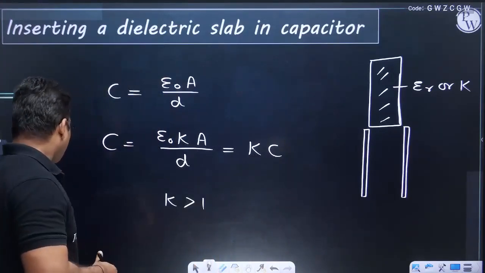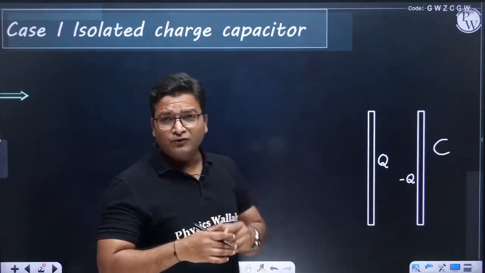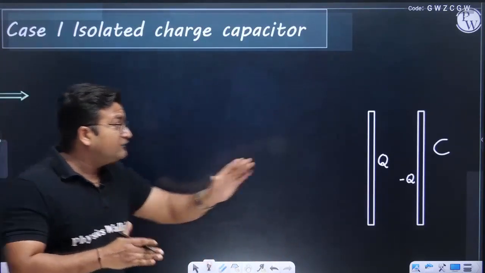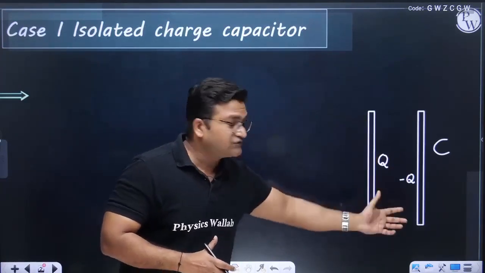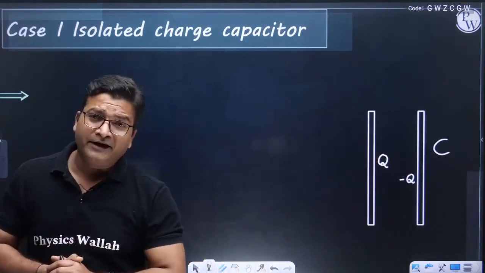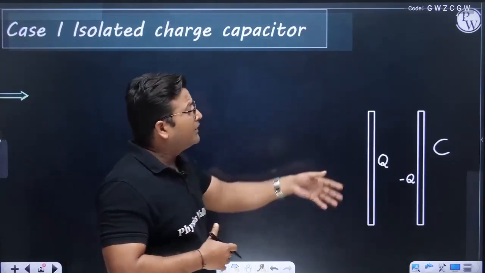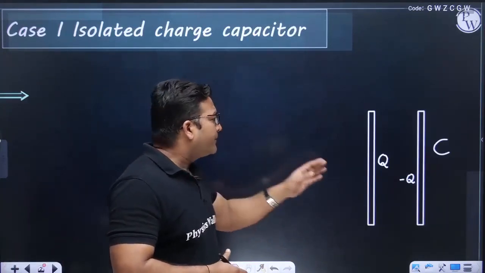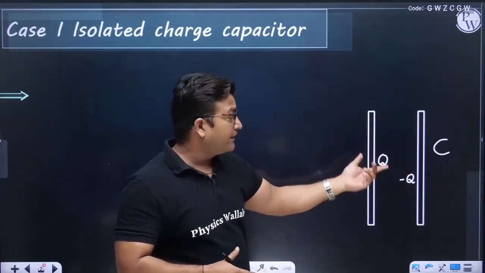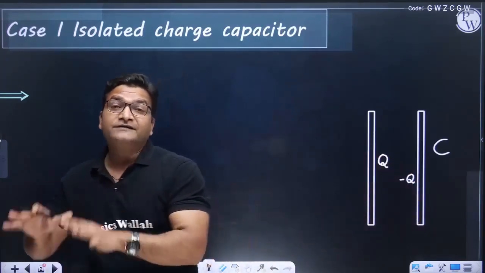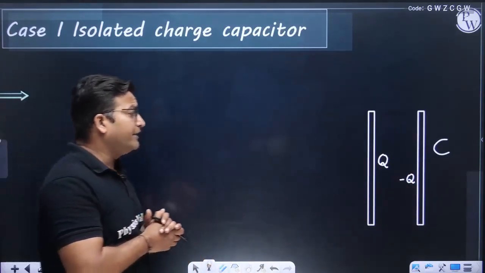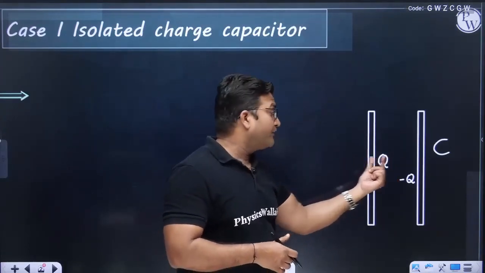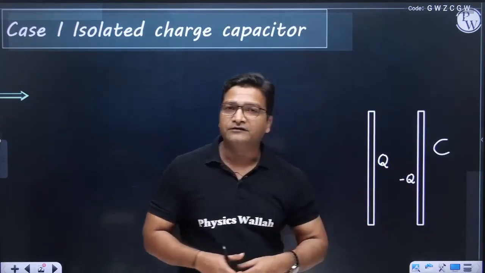So I have divided this study into two parts, and the first part is when we have an isolated charged capacitor. What do you mean by isolated? Isolated means it is not connected to any circuit or any battery, or you can say initially this would have been connected by a battery, it is charged and now the battery is disconnected. So suppose we have an isolated capacitor, there is air between the plates, and the plates of the capacitor have charges Q and minus Q.